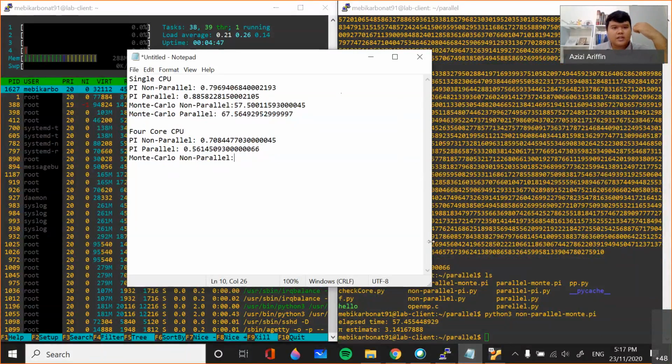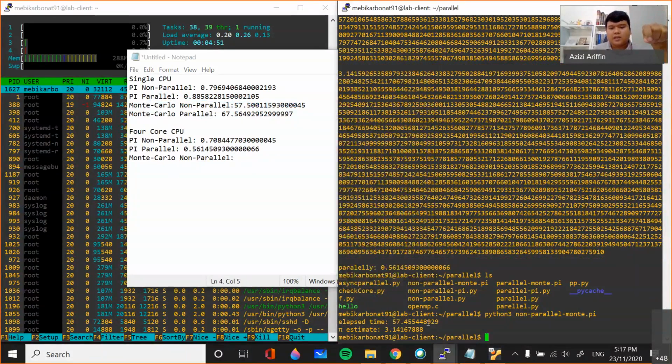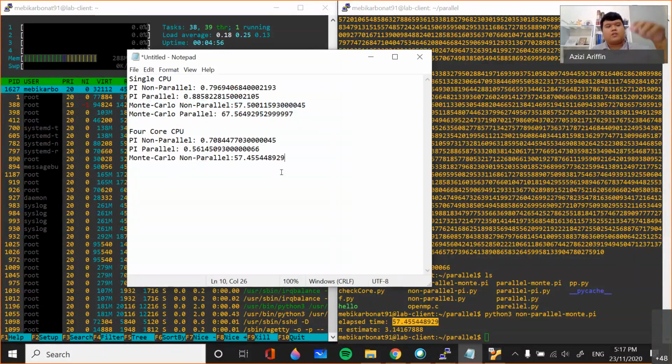Okay, so sekarang ni dia dah lebih kurang je macam yang sebelum ni, non-parallel. Dia dalam 57 or something. Dan kalau kita tengok daripada utilization graph, utilization dekat belah kiri ni, dia akan just hold satu CPU saja. Dia gunakan satu CPU.